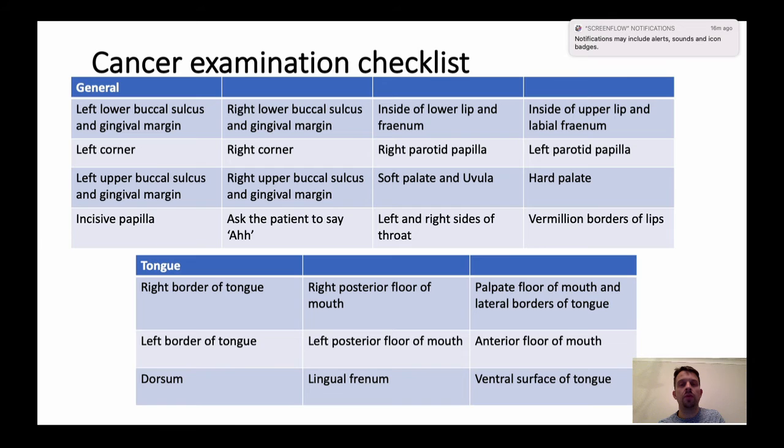This is a little table again. I'm not going to go through every one, but it's the sort of thing that we're screening for and the areas that we're looking at when we provide a dental examination.